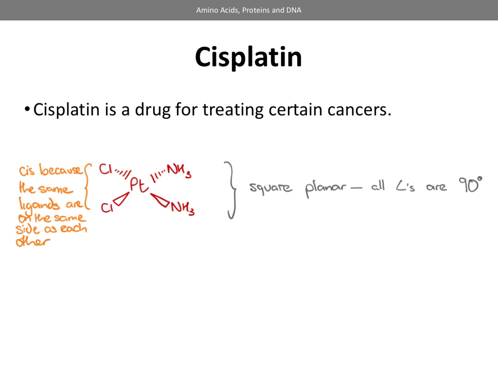You can see that platinum is at the heart of this molecule, and platinum is a transition metal. And what we've got here is a particular shape. It's called square planar. That also relates back to something you did in year 12 when you did bonding. It's just an appreciation of what square planar means, and the fact that all the bond angles are 90 degrees. We've also got the fact that it's a cis transition metal complex.